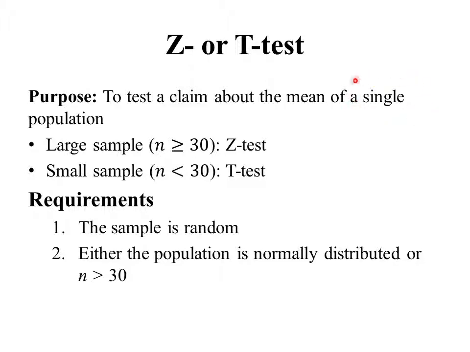Now this word single here is very important because later on we're going to talk about tests where we compare two different populations. And again, the book talks about more of the details between these, but for our purposes we can just say that if we have a large sample, large meaning n greater than 30, then we use the z-test. If we have a small sample, small meaning a sample size of less than 30, then we use the t-test.